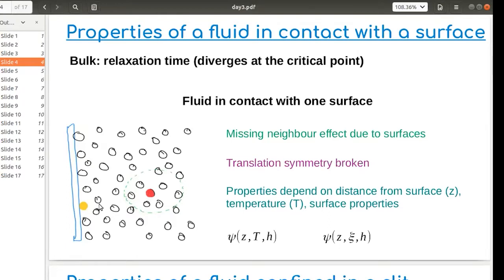So the properties of this fluid are now going to depend on the distance from the surface as well. And this distance from the surface, we're actually going to denote it by Z, yeah, Z. So it's basically in the direction which is perpendicular to the surface.